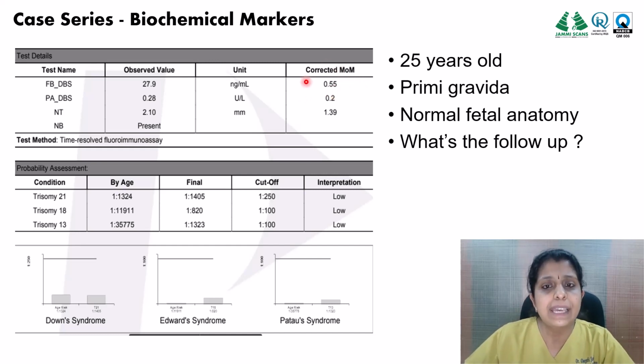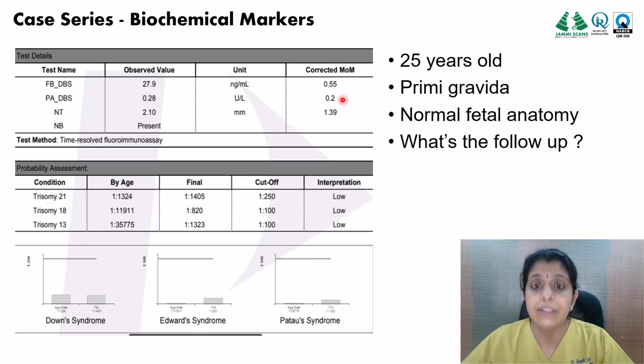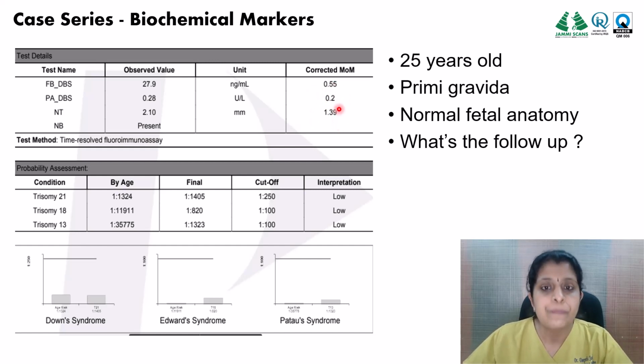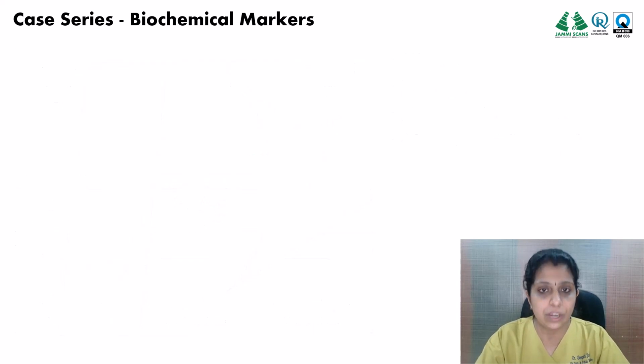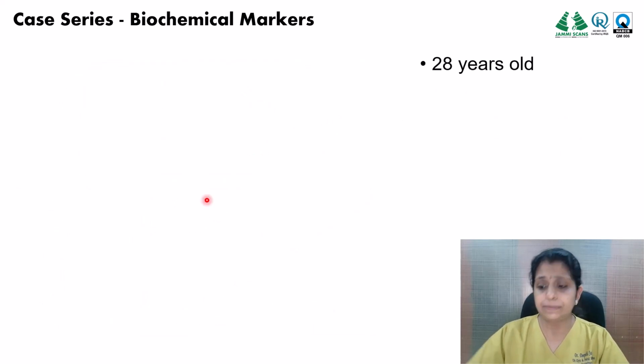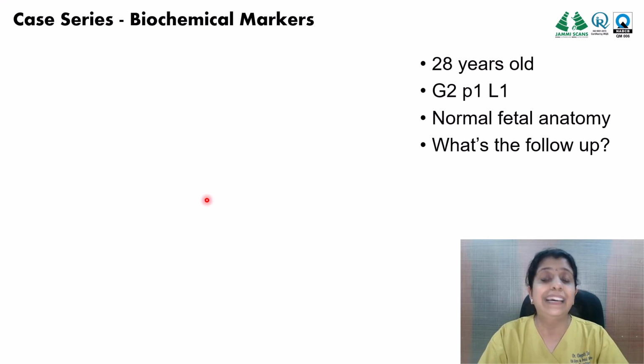Here if you can see, beta HCG MoM is obviously borderline, it's around 0.55, but your PAPP-A is very low, less than 0.5, which is 0.2, whereas the NT at 1.3 is normal, and 1.4, which is closer to 1.5, is still within the normal range. Here your risk is screen negative. So the next time when you read a biochemical report, make sure that you read the MoM value closer to 1. Anywhere between 0.5 to 1.5 is acceptable.